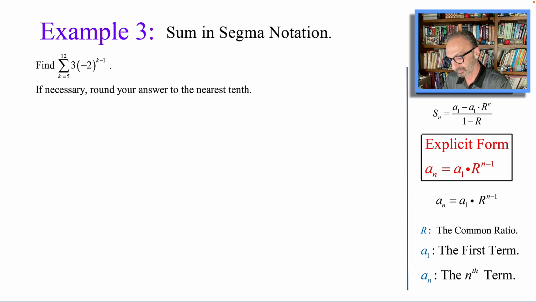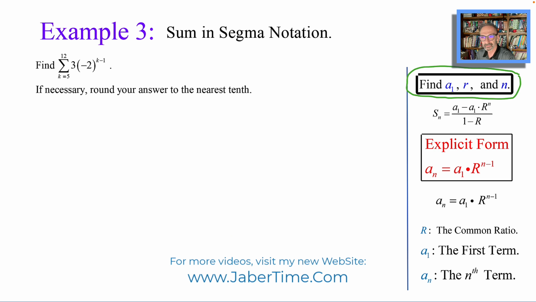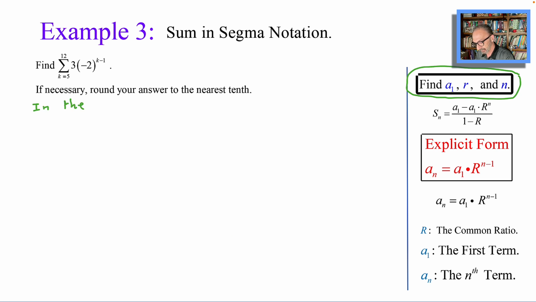To find the sum, we'll look at the following. We need to find A sub 1, R, and N first. Let's do that. In the first term, we have k equals 5. And that is right here. So k takes values, that's this k right here on top, takes values from 5 to 12.